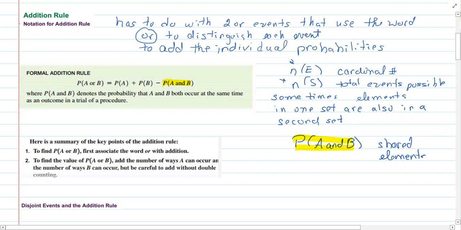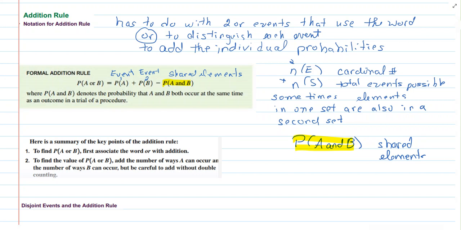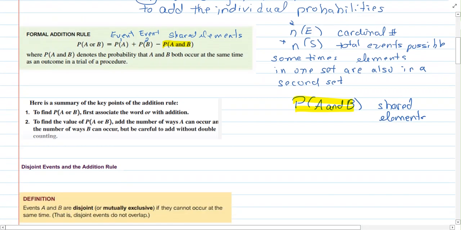All right. So the probability formula tells us the probability of A or B equals the probability of A, the one action event, so we're going to say this is event 1, plus the probability of B, which is event 2, minus their shared elements. Now we don't have very many of those, so I'll be specific and you will recognize when that occurs.